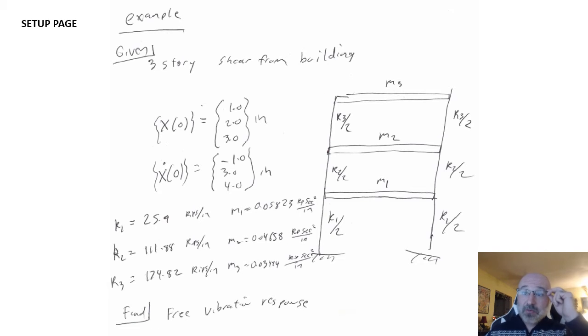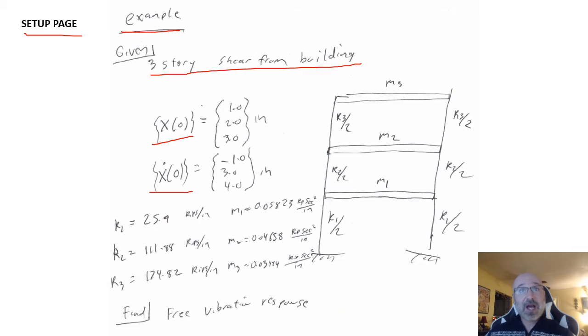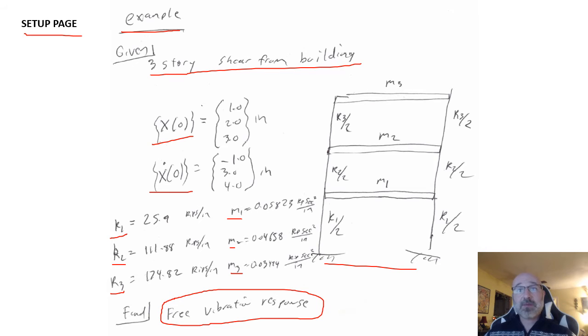Now that we've had a chance to read through the problem statement, the next thing we want to do is take that information and create our setup page. We have an example problem here. We're told that we have a three-story shear frame building, and we have our initial conditions given here, x of 0 and x dot of 0. We redraw our diagram over here and put in our given values of K1, K2, K3, M1, M2, and M3, and we know that we're looking for the free vibration response. Now I have a page that I can reference back to. I can see my initial diagram, my initial conditions, and all of my given values for my spring constants and the masses associated with that diagram.